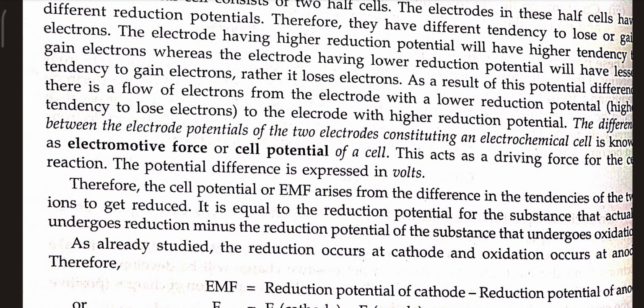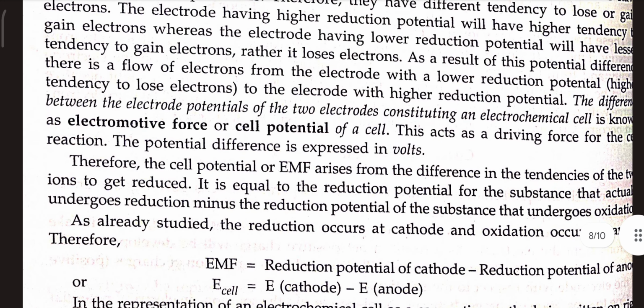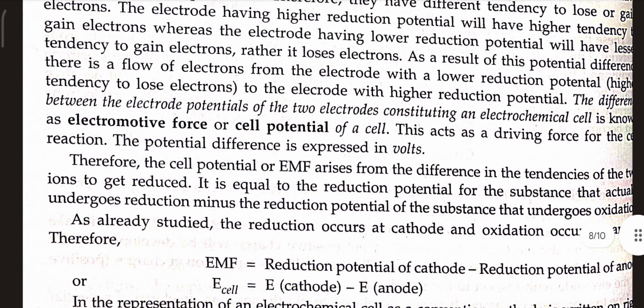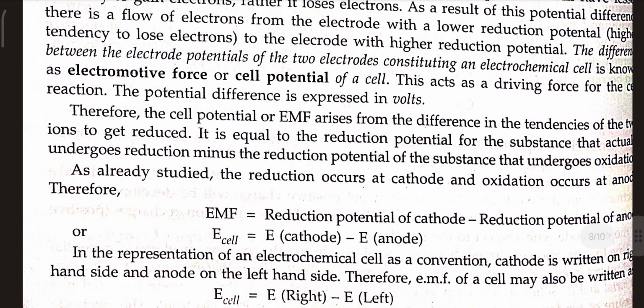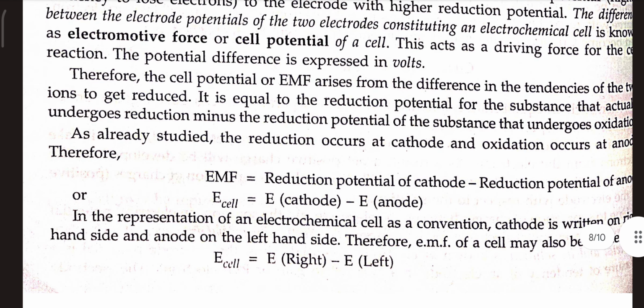The difference between the electrode potentials of the two electrodes constituting an electrochemical cell is known as electromotive force or cell potential of a cell. This acts as a driving force for the cell reaction. The potential difference is expressed in volts. Therefore, the cell potential or EMF arises from the difference in the tendencies of the ions to get reduced.